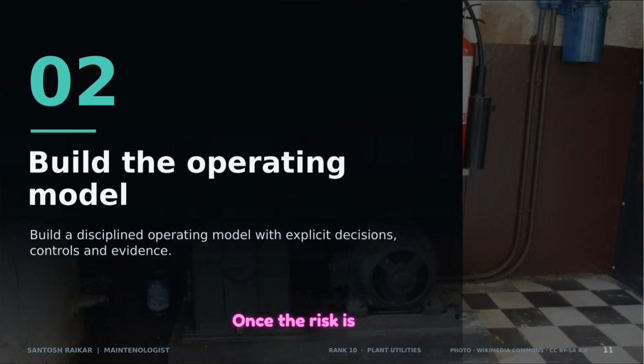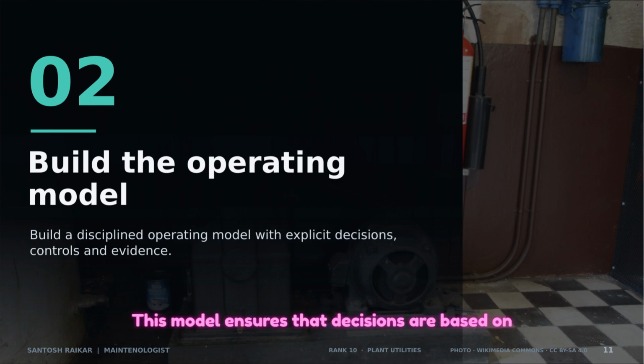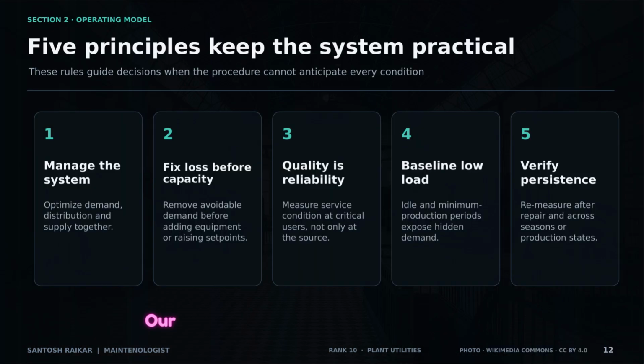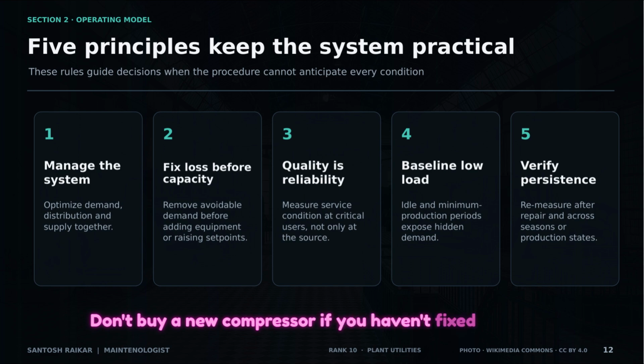Once the risk is visible, the next step is to build a disciplined operating model. This model ensures that decisions are based on explicit controls and evidence rather than convenience. Our operating model rests on 5 principles. Most importantly, fix the loss before you add capacity. Don't buy a new compressor if you haven't fixed the leaks.